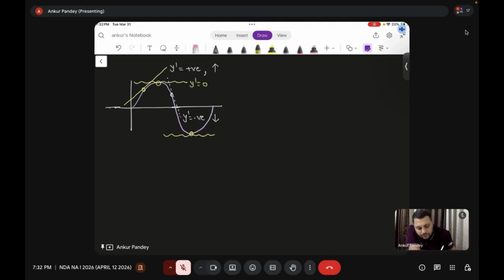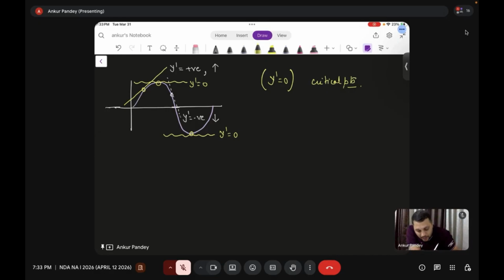Y dash is 0. Clear? So the points where y dash is equal to 0 are called critical points. Why critical? Because they are the points where the function will have its maximum or minimum value. We do not know which value. They are critical. It can be a maximum value or a minimum value. We do not know. For confirming that, we have another step.